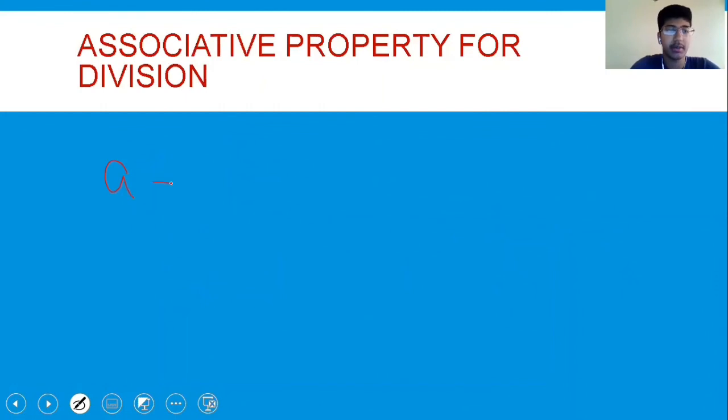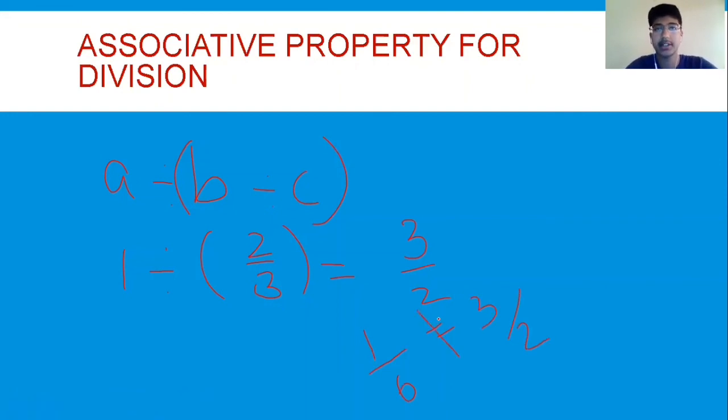Let's try using the second way. So A divided by B divided by C, and we group the terms B and C. Now 1 divided by 2 by 3, that's equal to 3 by 2. So in the first method, we have got 1 by 6, and in the second method, we have got 3 by 2. So obviously 1 by 6 is not equal to 3 by 2, and hence the associative property does not hold good for division.